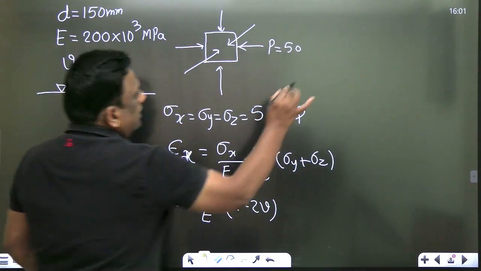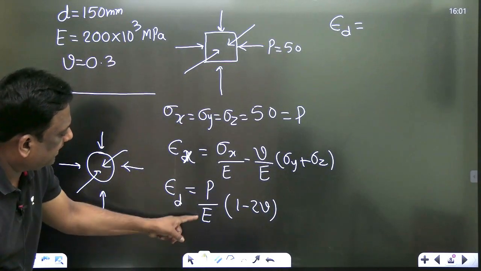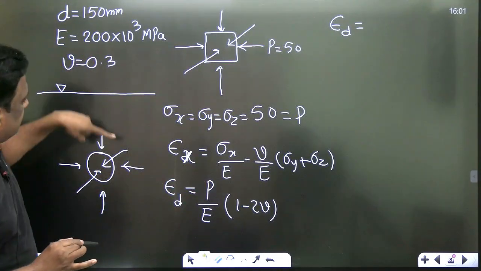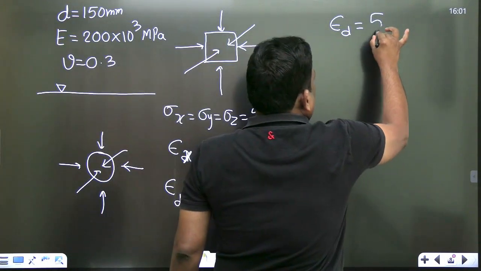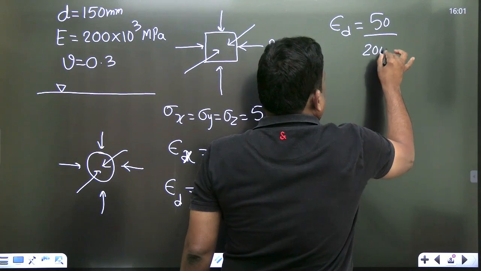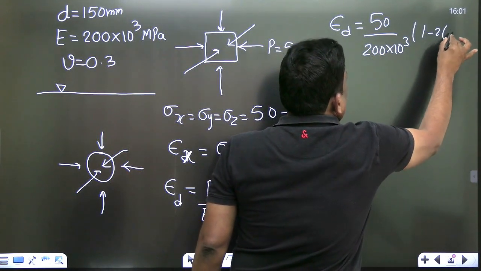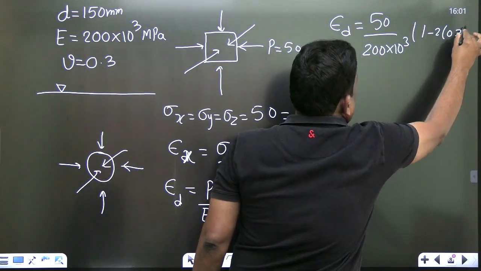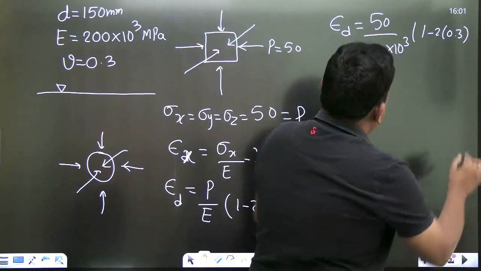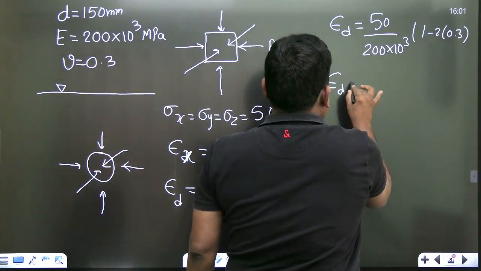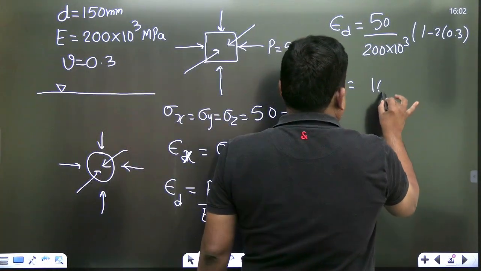Exactly. So therefore, the diametral strain is given by, one more thing, both should be in the same units. So P is in megapascal and Young's modulus is also in megapascal. That is 50 by (200 into 10 power 3) into (1 minus 2 into the Poisson's ratio, 0.3). Let me check. Is it 0.3? Yeah, it is 0.3. So if you calculate, I think the diametral strain we have already calculated. So the diametral strain is 10 power minus 4.